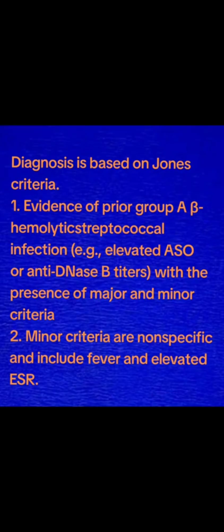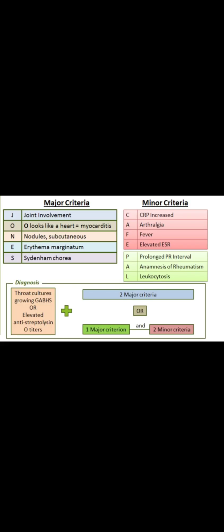Diagnosis is based on Jones criteria. Evidence of prior group A beta hemolytic streptococcal infection, for example, elevated ASO or anti-DNase B titers, with the presence of major and minor criteria. Minor criteria are non-specific and include fever and elevated ESR.